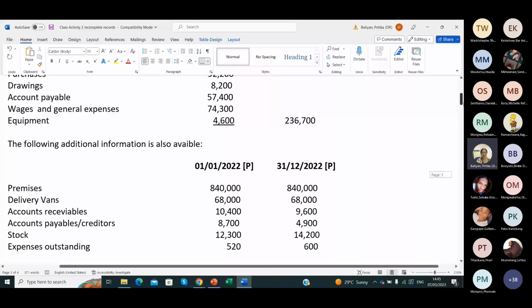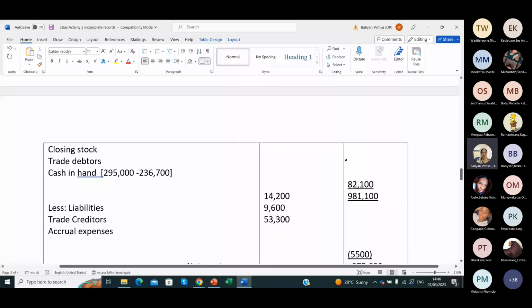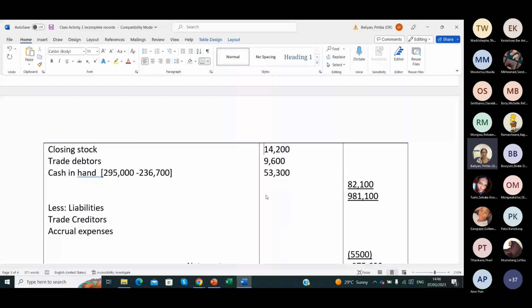Creditors 9,600. Okay, so it will go up. And the cash in hand. You also need to check how much cash is available at the end of the year. So how do we get the cash in hand or cash balance? The total cash received minus cash payment. So 295,000 is the cash received. From that, we subtract the cash payment, which is 236,700.